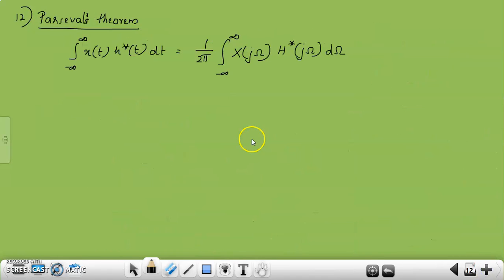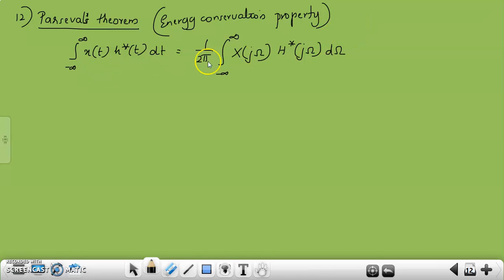This is the last property of the continuous time Fourier transform, Parseval's theorem. It is a very important property and it is known as the energy conservation property. You know the energy conservation theorem. Parseval's theorem is a proof of the energy conservation theorem or energy conservation property.